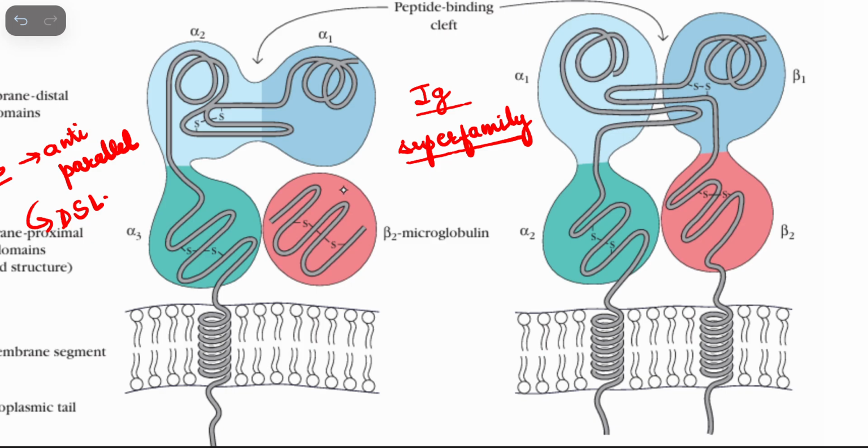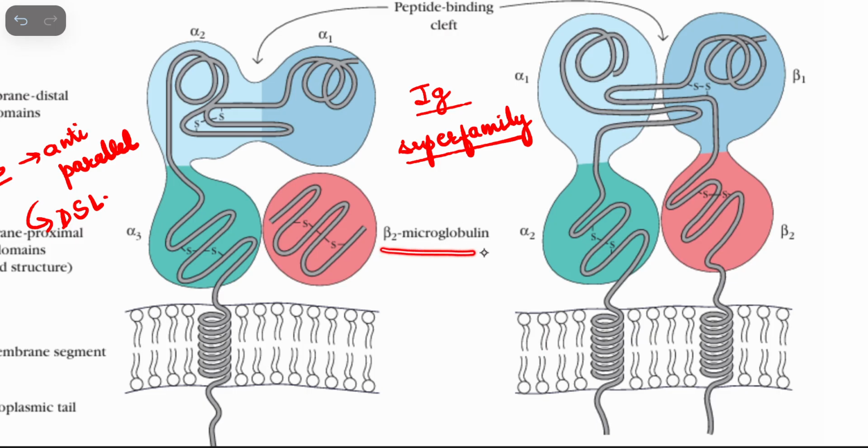Moving on further, beta 2 microglobulin is never anchored into the lipid bilayer. The only way the beta 2 microglobulin is attached to this MHC class 1 molecule is through the non-covalent linkages between the alpha chain and the beta 2 microglobulin.